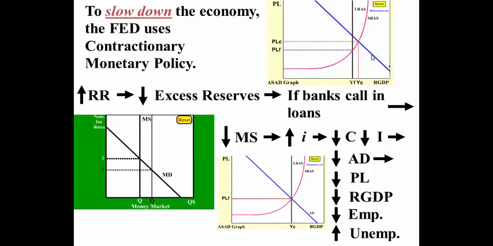So as aggregate demand shifts to the left, price level goes down, real GDP goes down, national income goes down, employment goes down, and unemployment goes up.